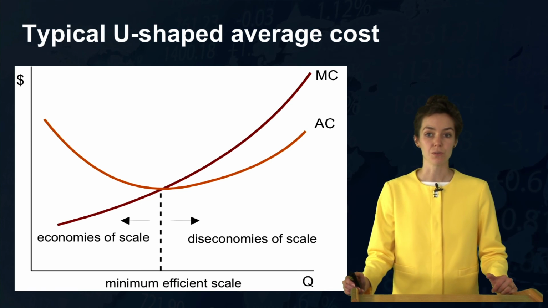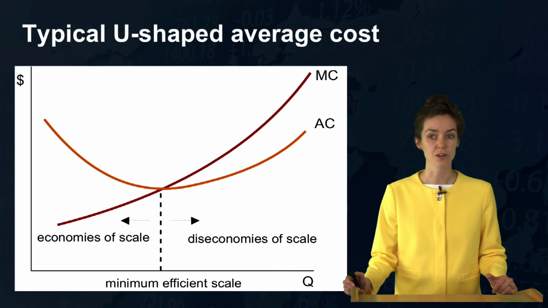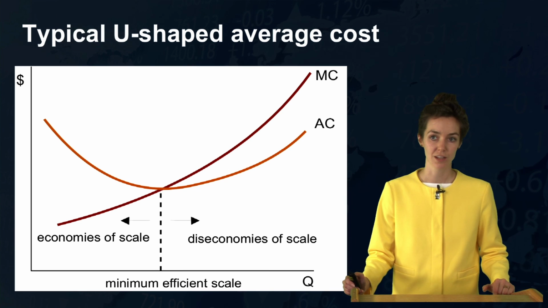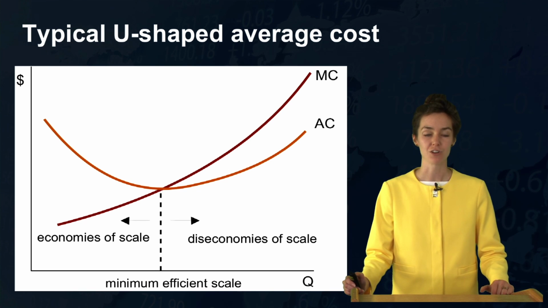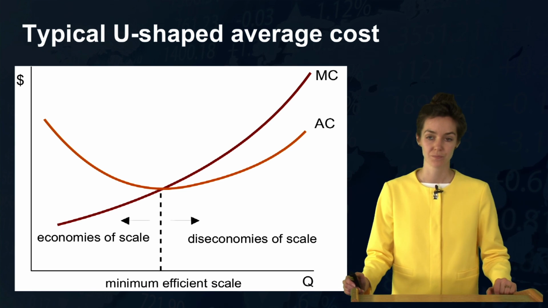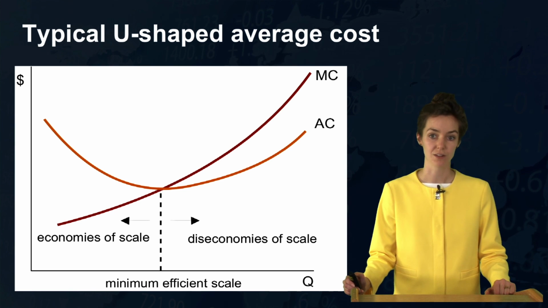But when we move to the right-hand side of this intersection point, our marginal cost is greater than our average cost. So with each increase in output, the marginal cost is higher than our average cost, so we're going to keep adding more cost to our average cost. In that case, we have diseconomies of scale.